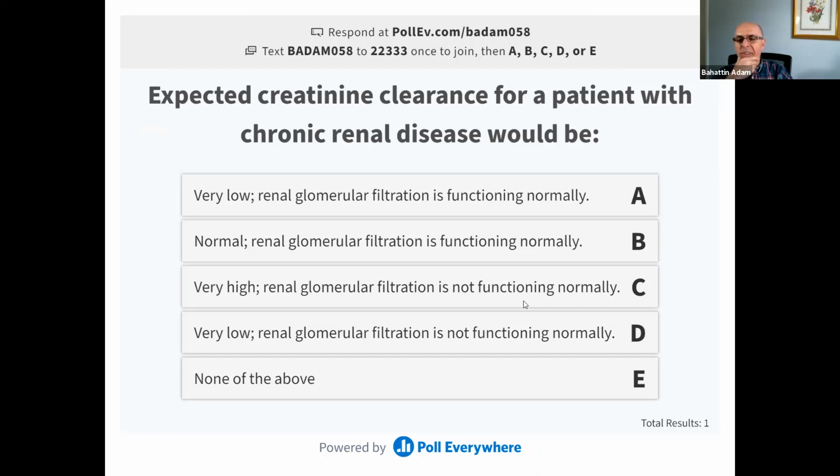Which function of the kidney are we measuring when we measure creatinine?